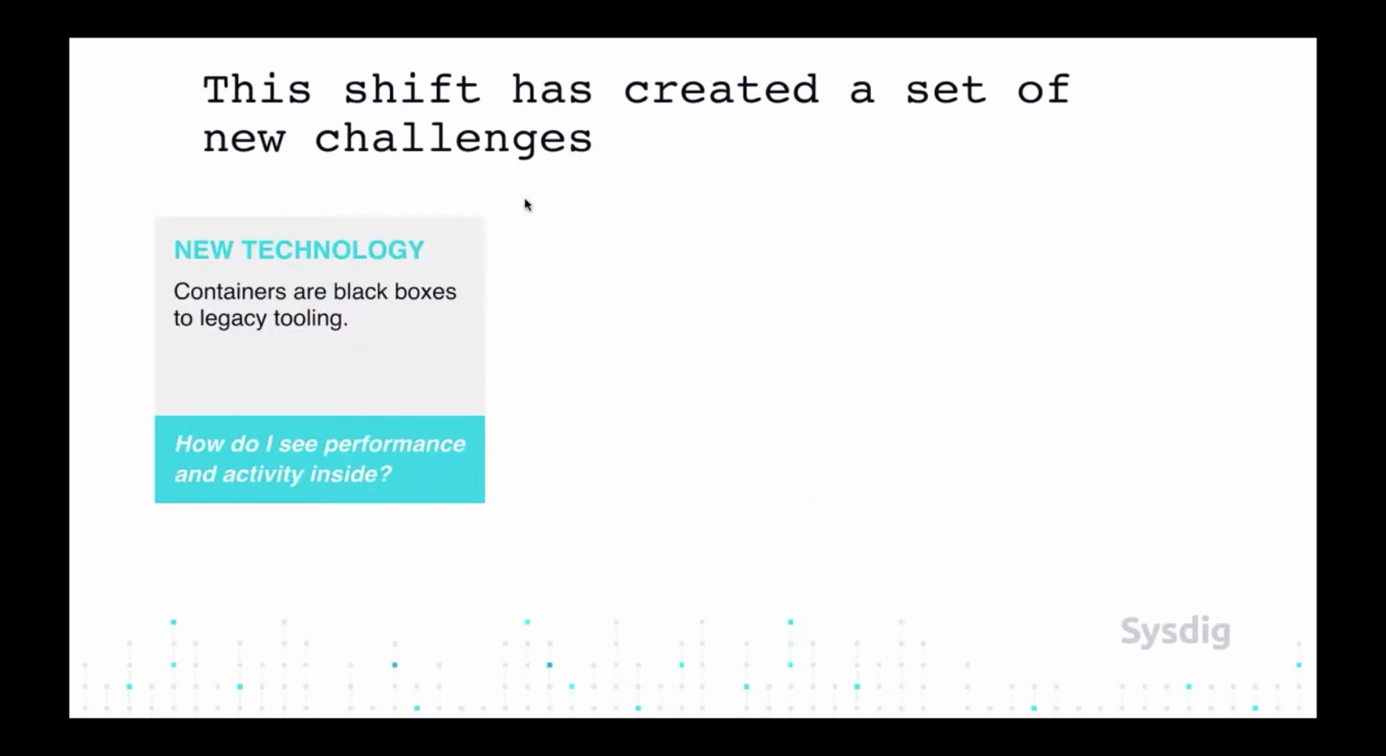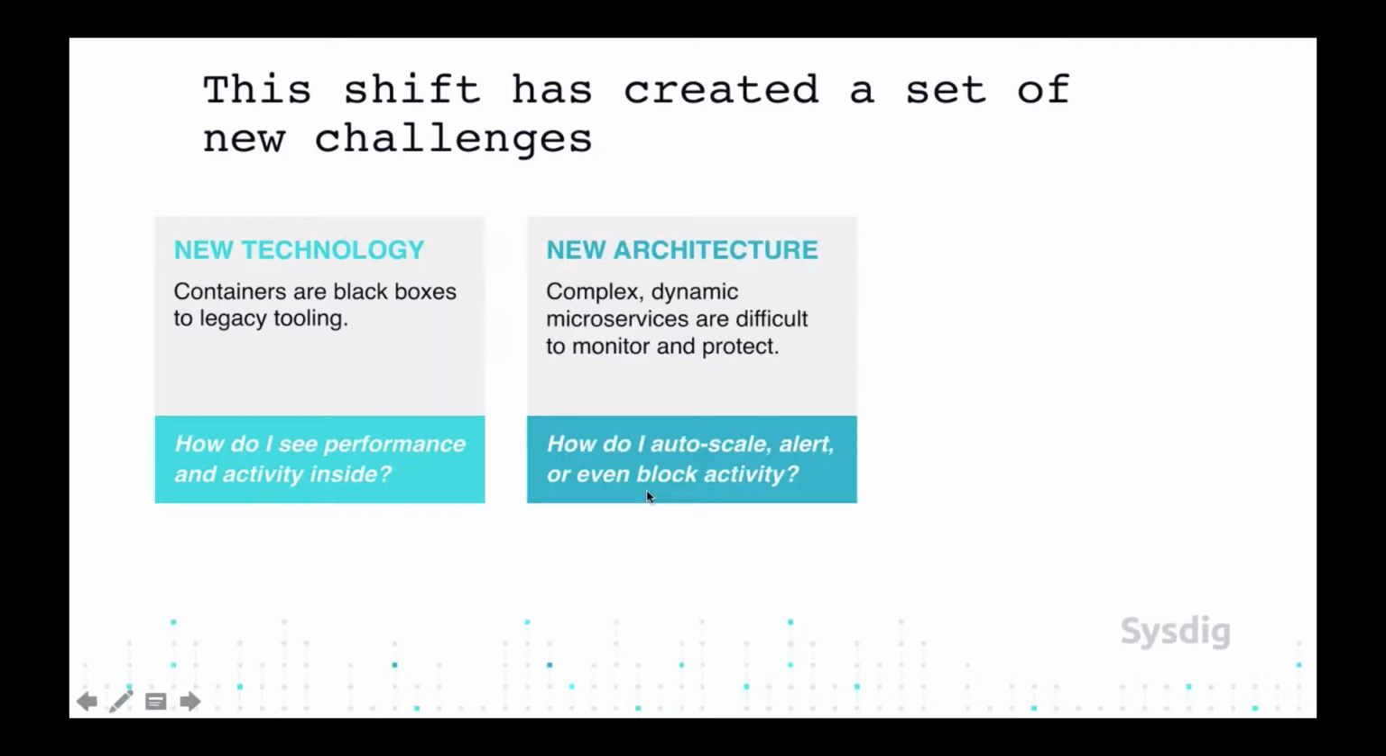But like any new shift, this has created a set of new challenges. So containers are essentially black boxes. The things that make them awesome, that they're isolated, they're portable, they're lightweight, also makes it really hard to see the performance of what's actually going on inside those containers, and then also making sense of them as they scatter across multiple nodes, multiple regions. How is everything correlated? So with that new dynamic architecture, how do you auto scale or alert or block activity on a service that is now distributed across hundreds of nodes and thousands of containers?